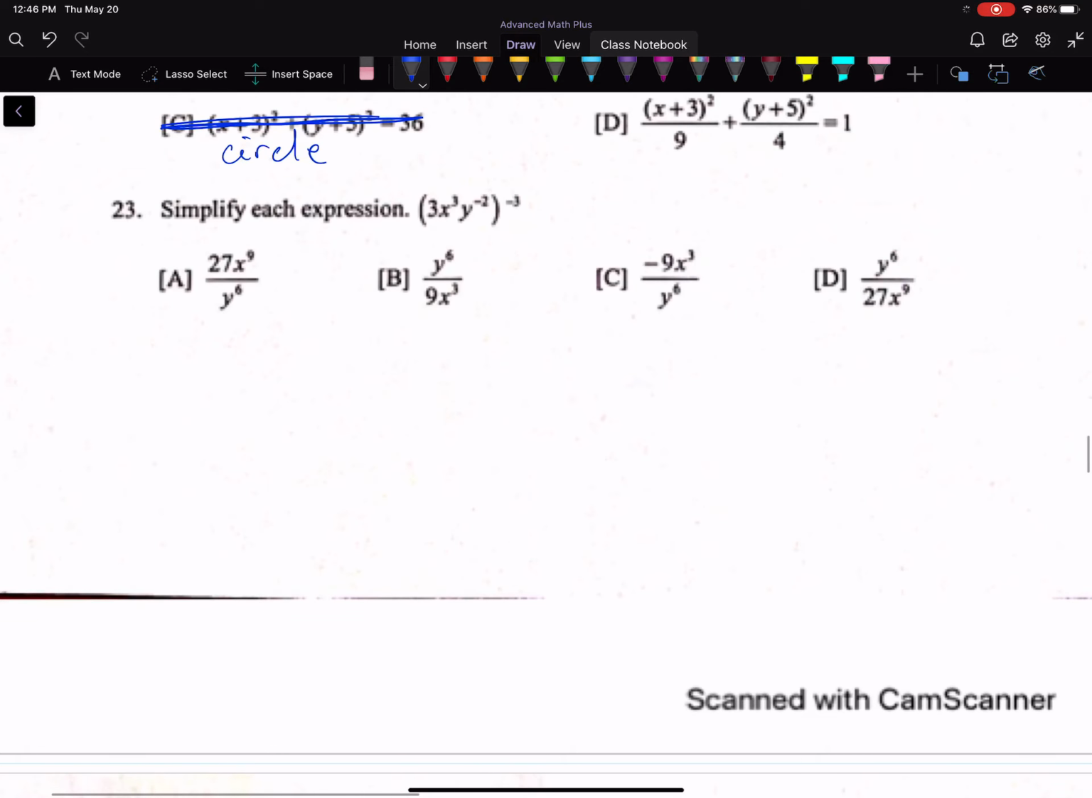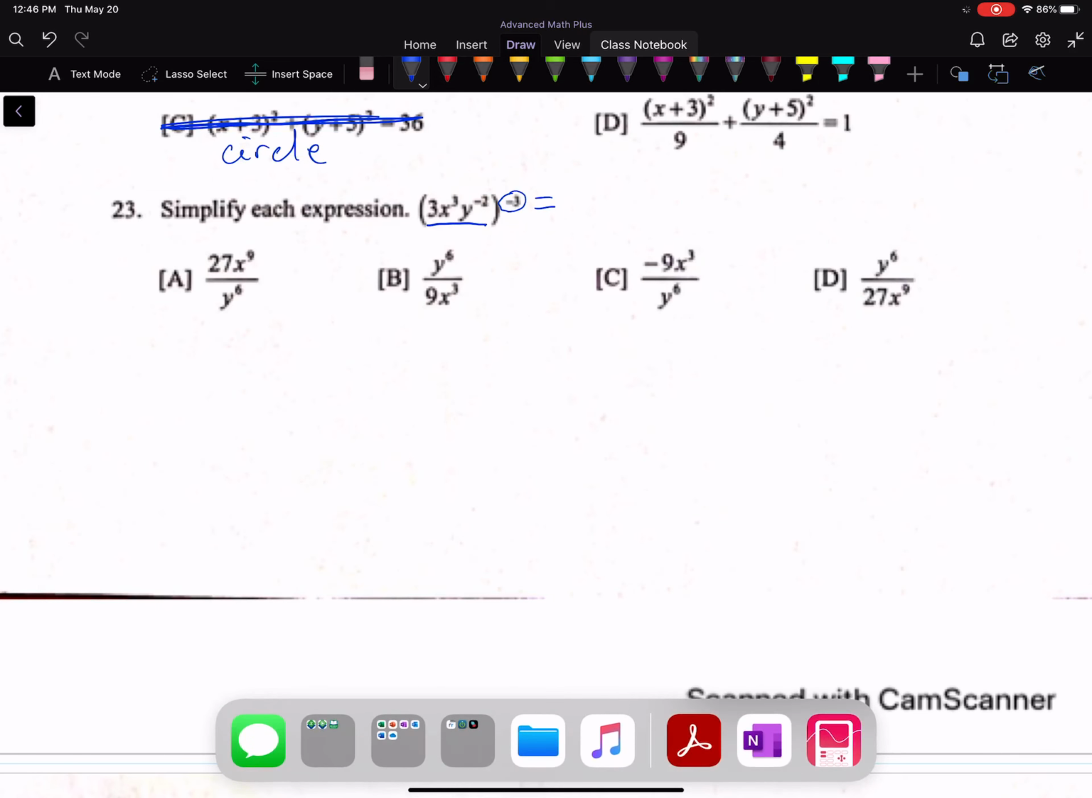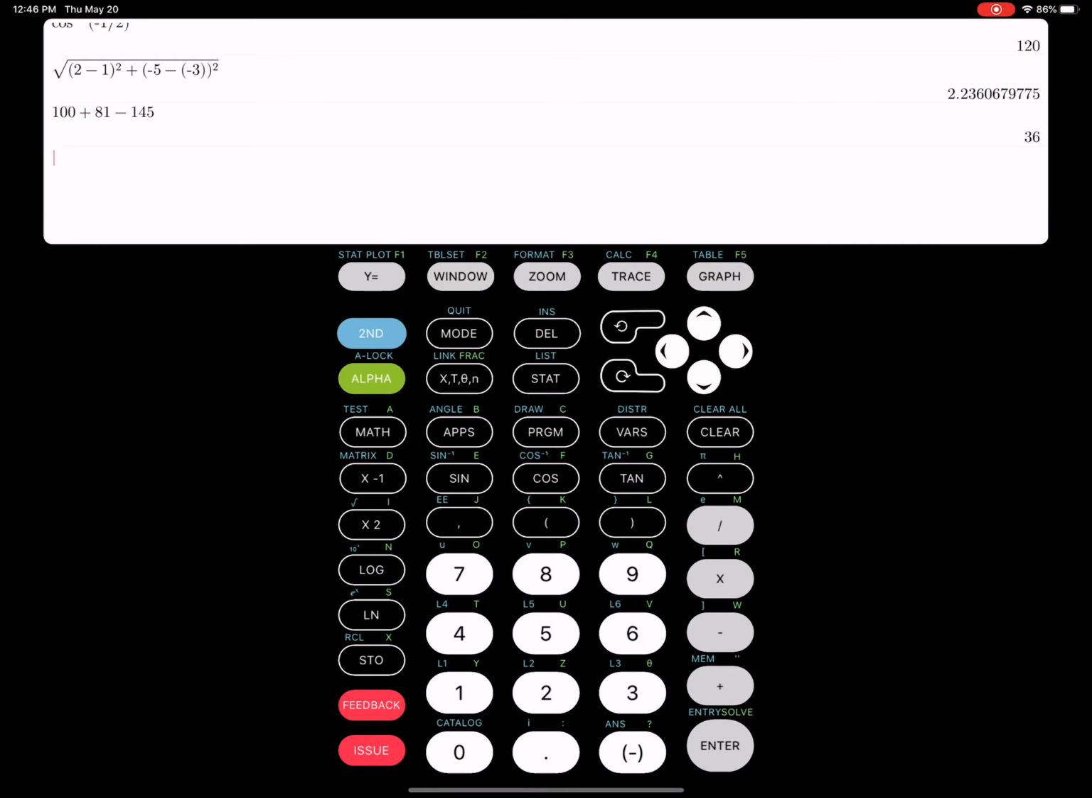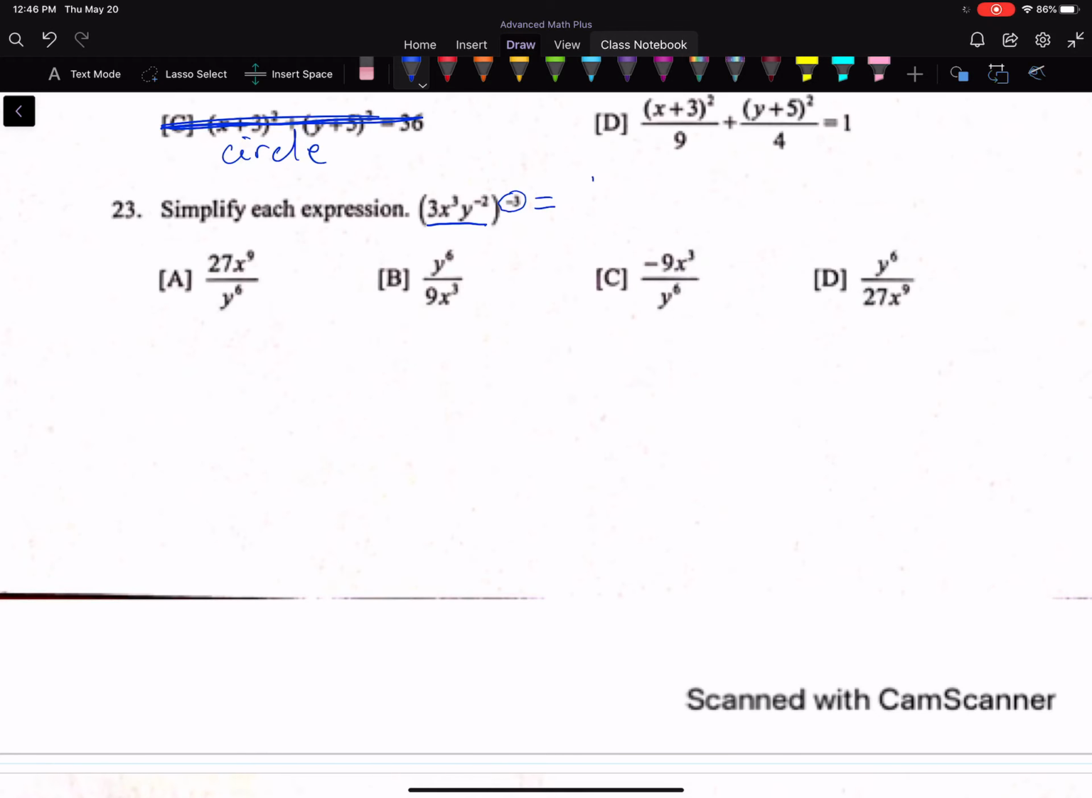23. A little easier now. Everything in here in the parentheses is going to the negative 3 power right there. So I'm going to use my calculator. 3 to the negative 3 power is a big long decimal, and I hit math, enter, and it changes it to 1 over 27. Okay? So I know this is going to be 1 over 27.